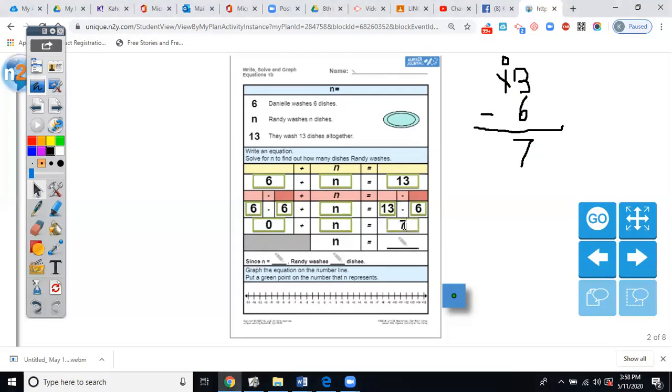So we're going to put 7 in. See, Randy washes n dishes because we didn't know how many he washed. Well, we solved it. Danielle washed 6 of those dishes. Randy washed 7 of those dishes. So since n equals 7, Randy washes 7 dishes. And then we're going to graph the equation on the number line. Again, looking very, very close because these are tiny numbers and they're blurry.